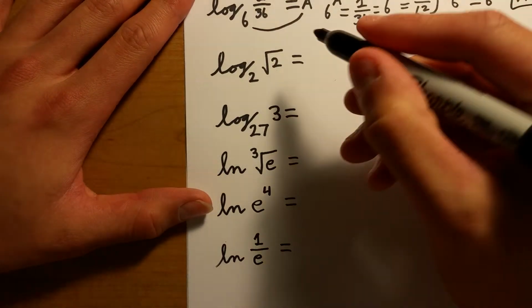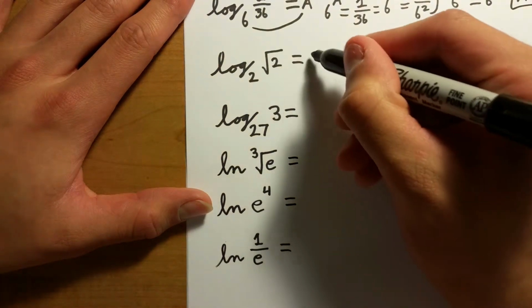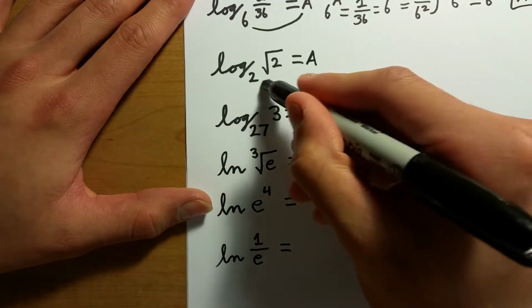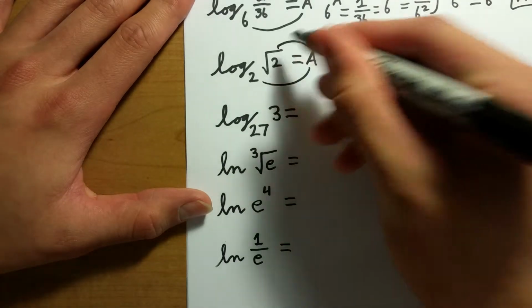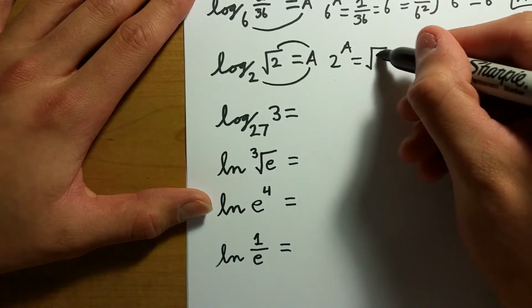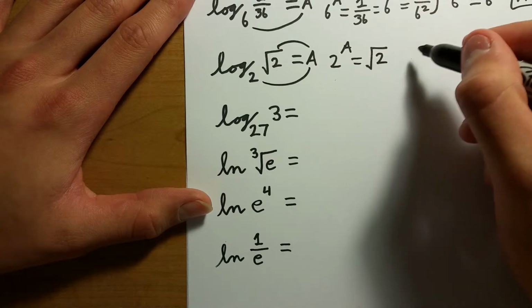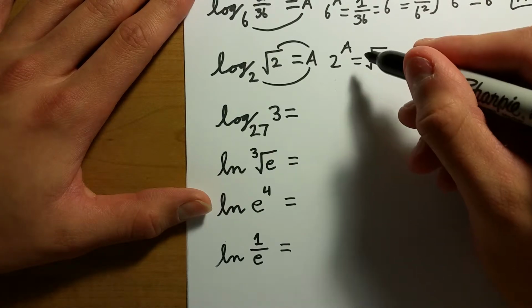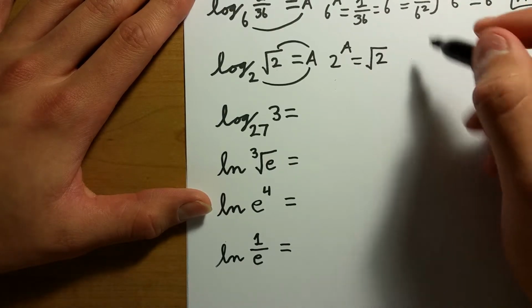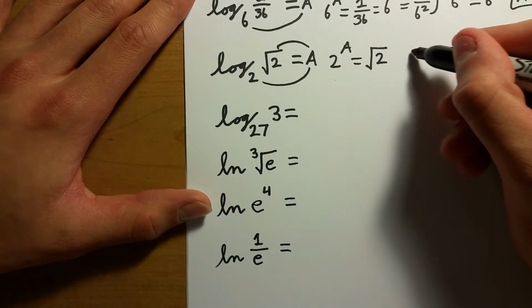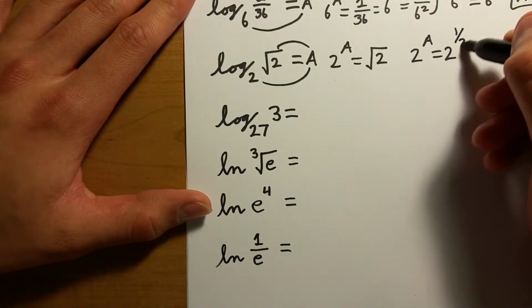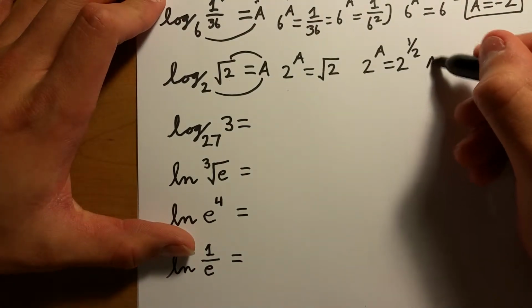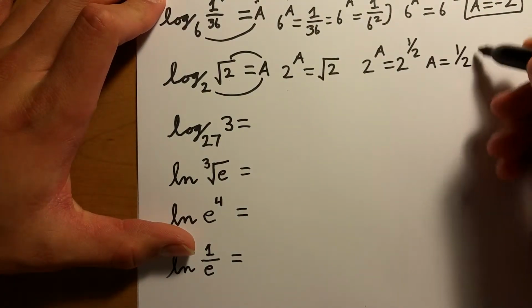And then for the square root, you essentially just have to remember square root rules. So 2 to the power of a is equal to the square root of 2. If you remember, the square root in exponential form is basically the power of 1/2. So it's going to be 2^a is equal to 2 to the power of 1/2. So your answer is going to be 1/2.